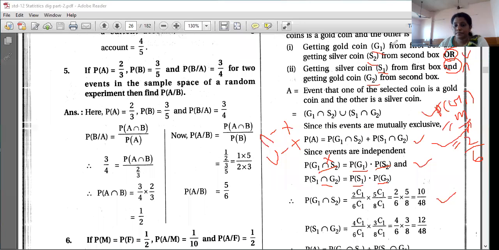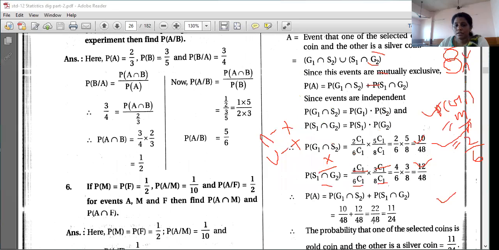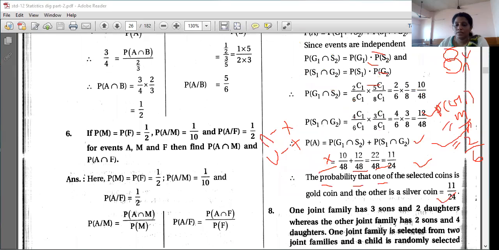Now for P of A, we put the values in. G1 intersection S2 was 10/48 and S1 intersection G2 is 12/48; we have to add them. So you will get 11/20. Okay, so this is the sum.